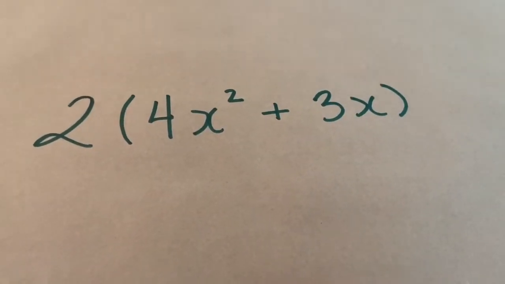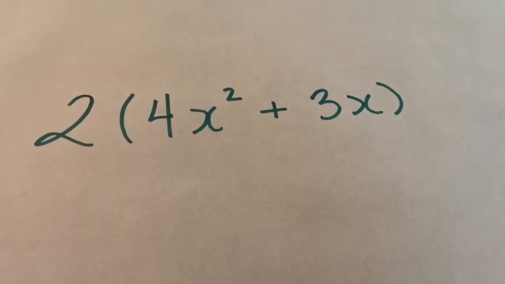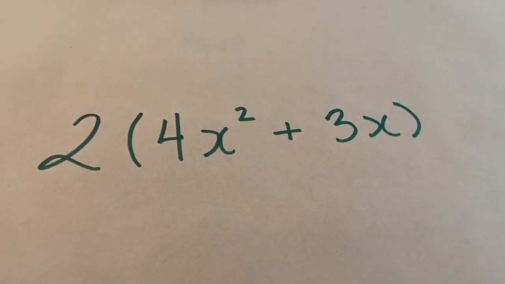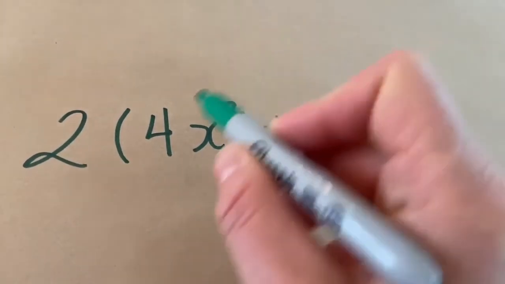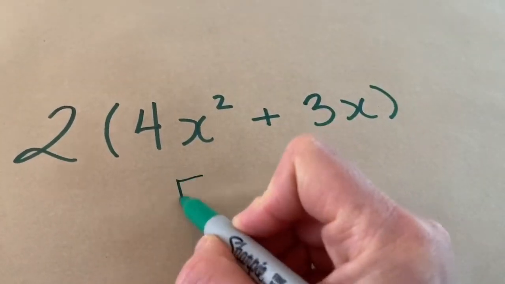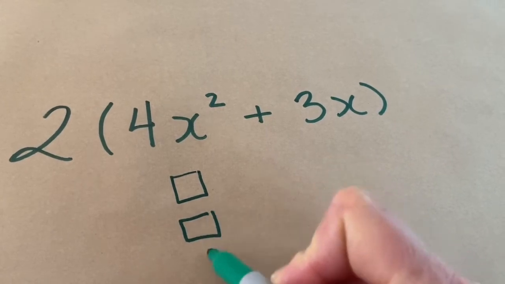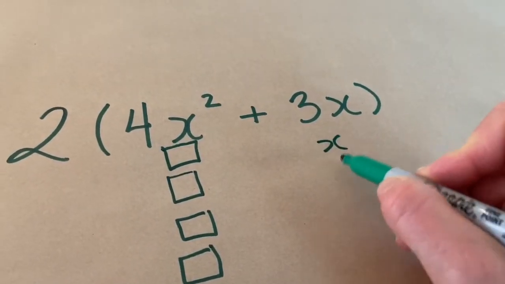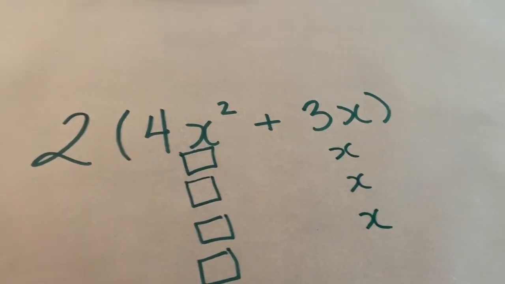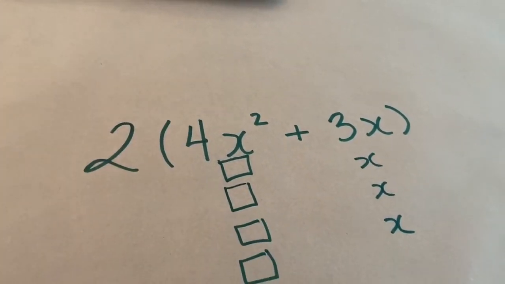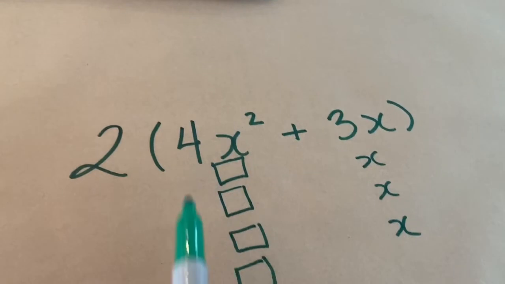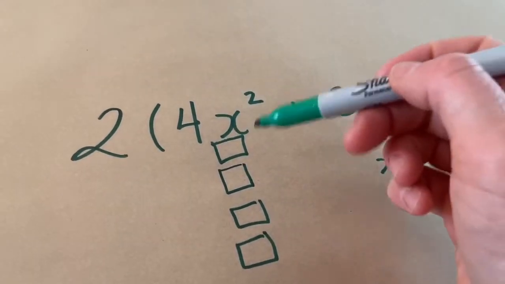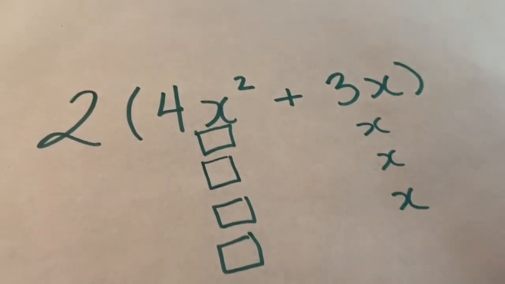So let's look at this. We have 4x squared plus 3x in the bracket, and in front of the bracket we have a 2. Now let's just remember what this means on the inside. It means I've got 4 x squares, and over here I've got 3 x's. Now what this 2 on the outside means is I've got all of this stuff 2 times. So I don't just have 4x squared and then 3x. I have that 2 times.